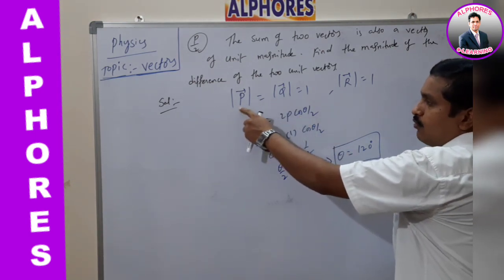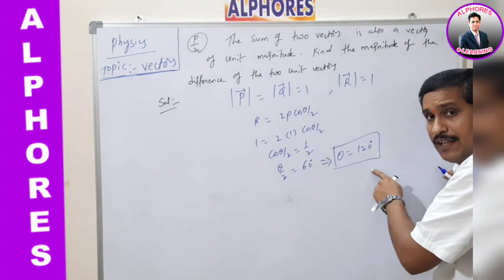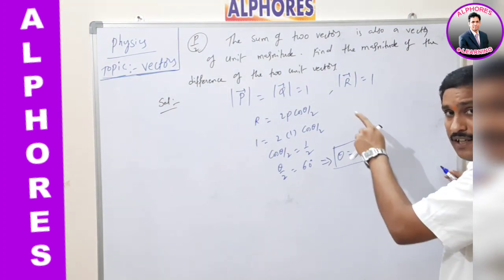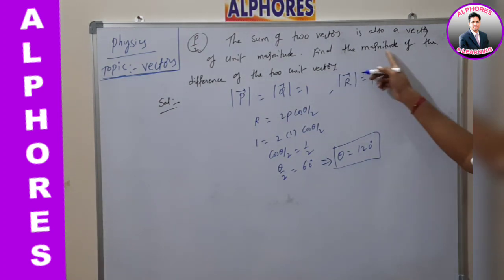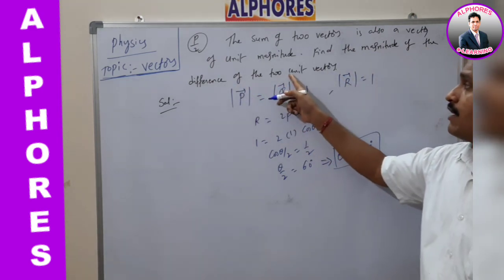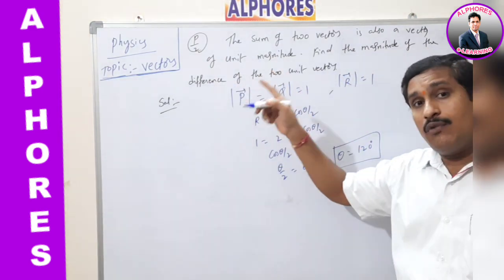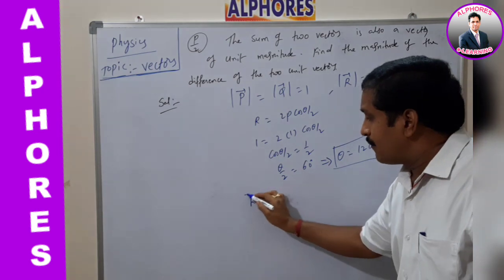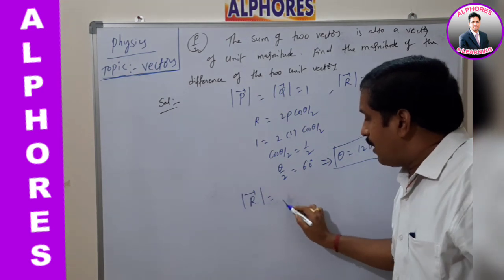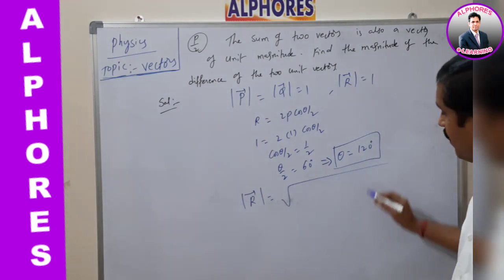Means the angle between the two vectors P1 and Q1 is nothing but 120 degrees. Okay, after manipulating the first condition, now, what is the magnitude of this difference of two unit vectors? Magnitude of difference of two unit vectors means again I am taking magnitude of r bar is equal to root of.